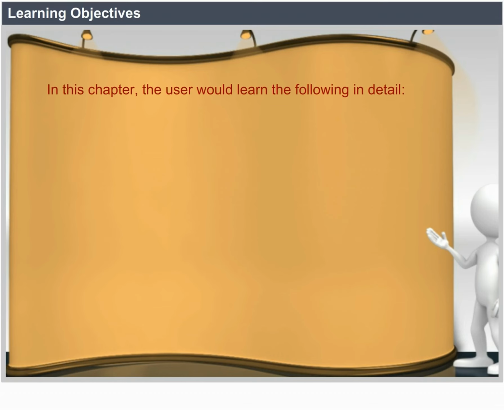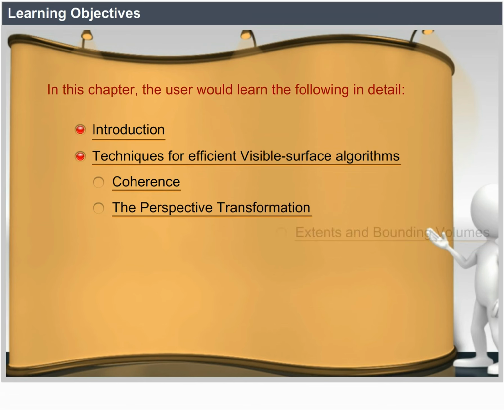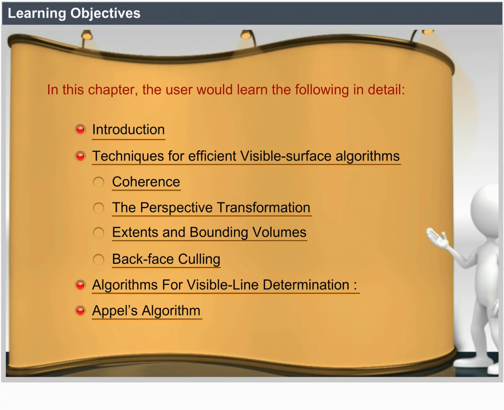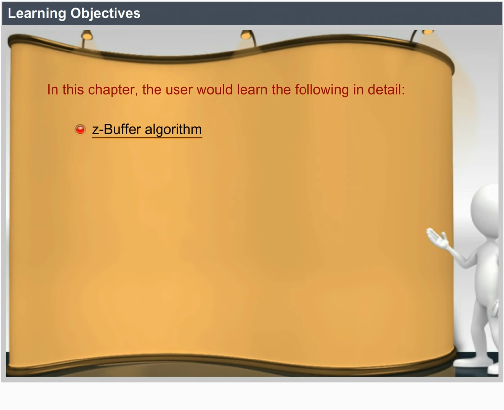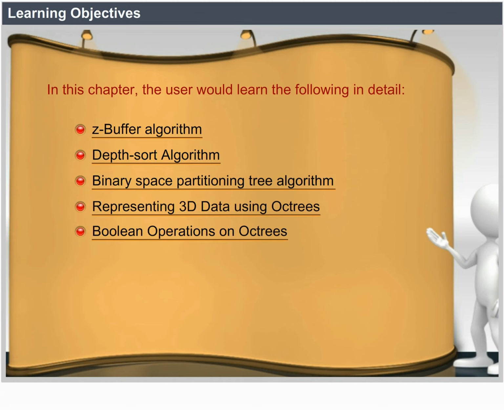Learning objectives. In this chapter, the user will learn the following in detail. Introduction, techniques for efficient visible surface algorithms, coherence, the perspective transformation, extents and bounding volumes, backface culling, algorithms for visible line determination, Appel's algorithm, Z-buffer algorithm, depth sort algorithm, binary space partitioning tree algorithm, representing 3D data using octrees, Boolean operations on octrees, visible surface ray tracing.